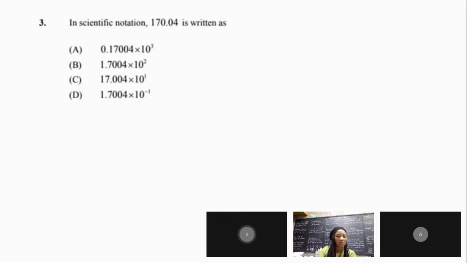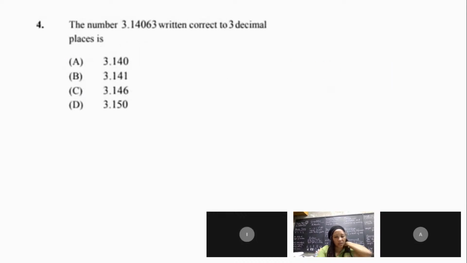Okay, miss. In scientific notation, 170.04 is written as, miss, so that would be 1.7004 times 10 to the 2 power. So that's B. 1.7004 times 10 to the second power. Yeah, sorry, second power. Miss, so that's B. Okay.